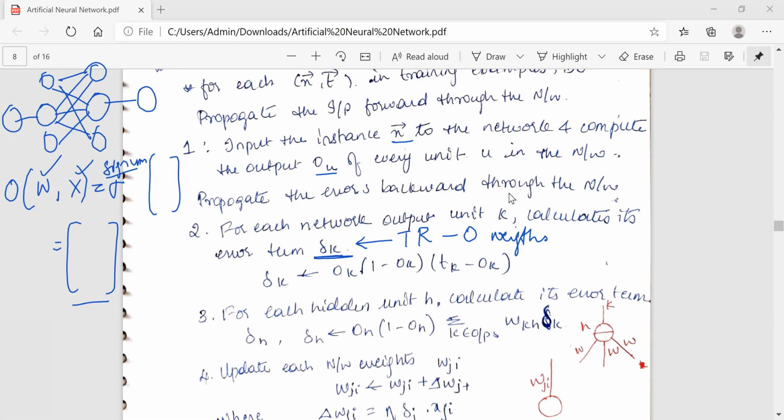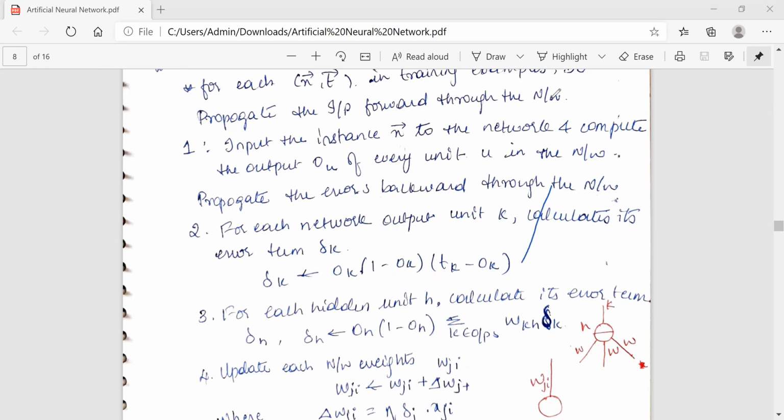So delta K is equal to, I wrote it as OJ, OJ into 1 minus OJ into TJ minus OJ, right? But here we are considering K as our output. So instead of J, we will write everything as K. So this is what we do. Delta K, we got the output value of it. For each network output, we are calculating the training rule for the output weights. So we have already done that.